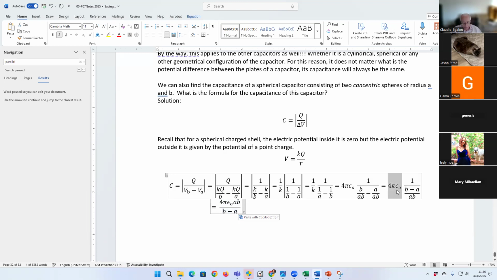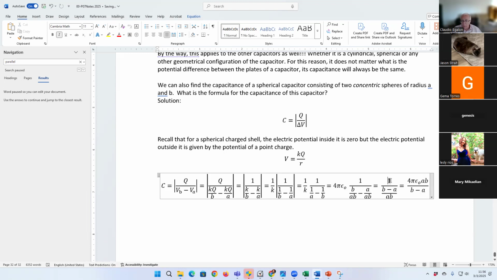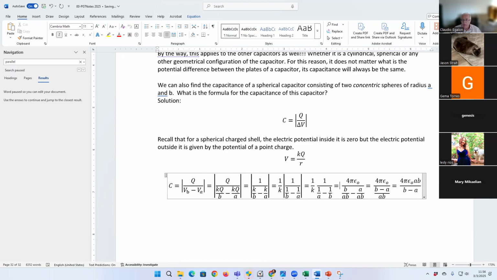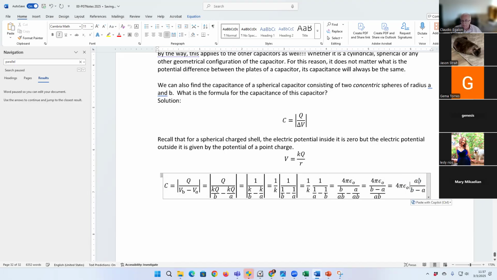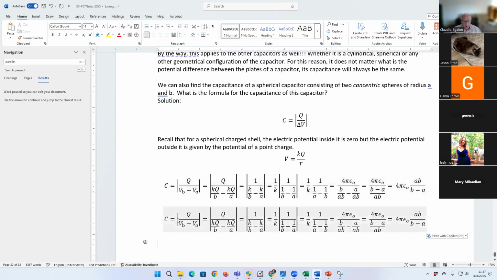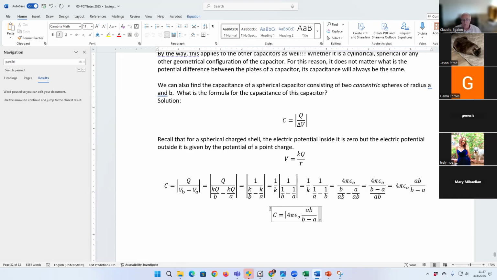I'm going to get this 4 pi k right here at the top to save space. Now I got everything. Let me put it outside just to emphasize. This term here is a function only of the geometrical parameters of the capacitor. There you go. 4 pi epsilon naught AB over B minus A.